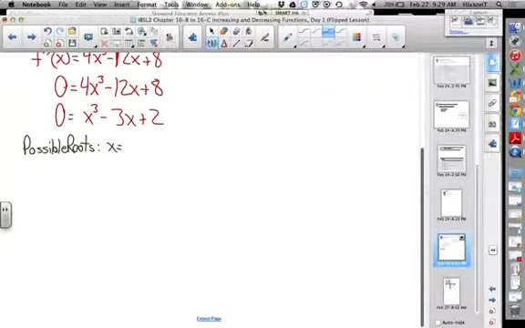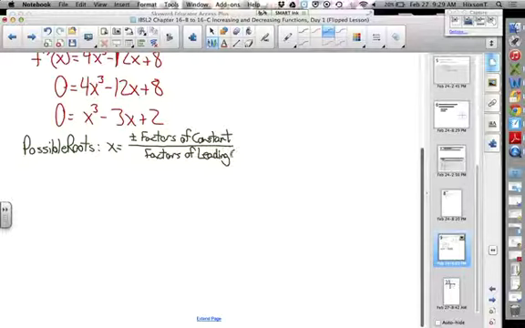are going to be at x equals plus or minus any of the factors of the constant over the factors of the leading coefficient. So in this case, the possible roots are plus or minus 1 or 2, because those are the factors of 2, over the factors of 1, which are just 1, of course. So we have 4 possible roots here. Positive or negative 1, or positive or negative 2.